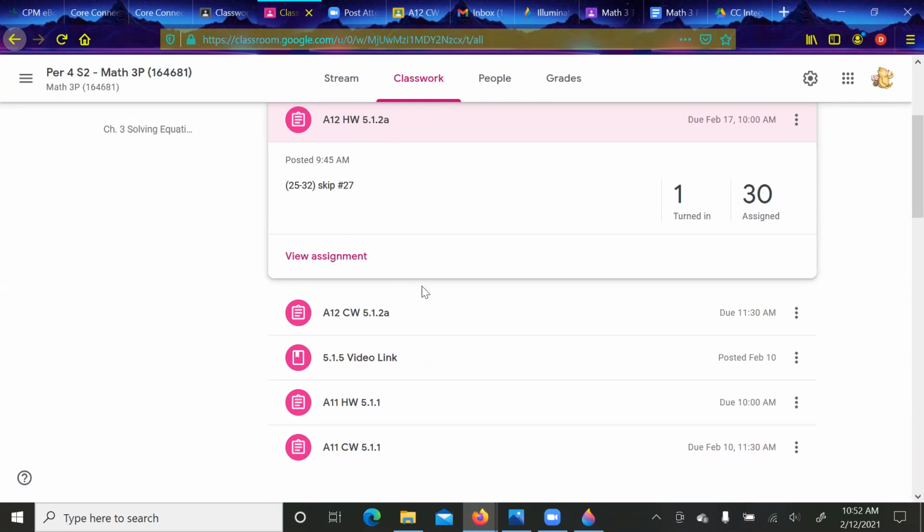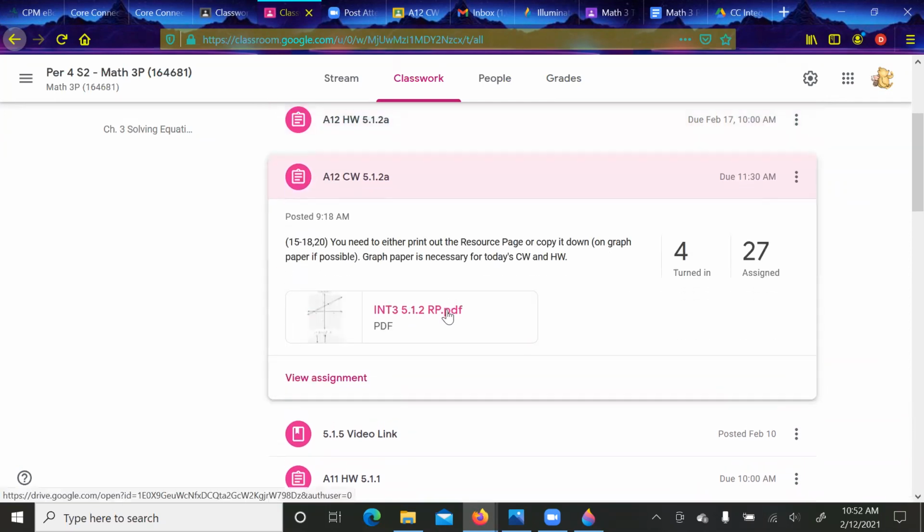So make sure you turn in your classwork. I need a picture of the 3 graphs from the resource page and the other graph, the full page graph that we did. Oh, 3 people already turned it in. Awesome. Well, 4 people turned it in.